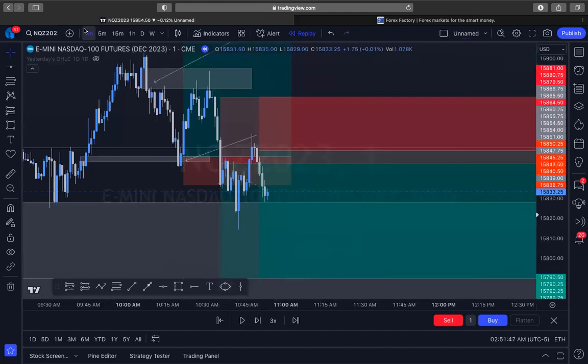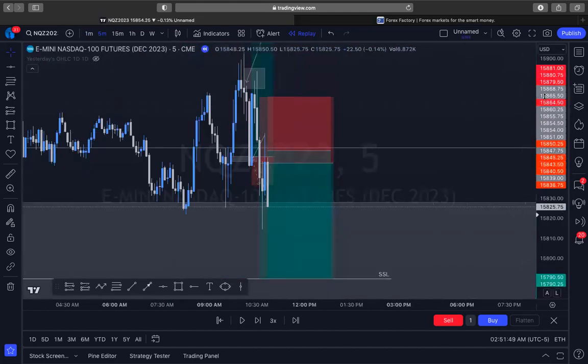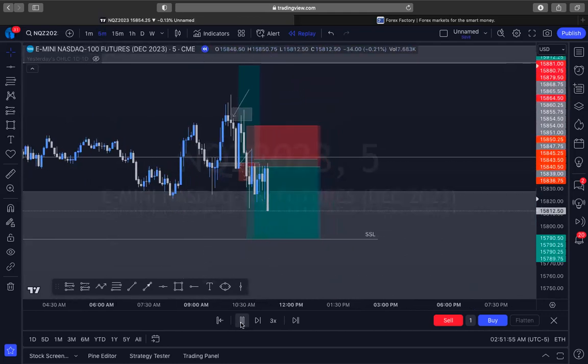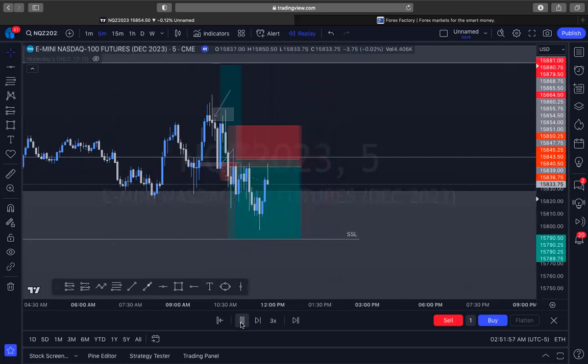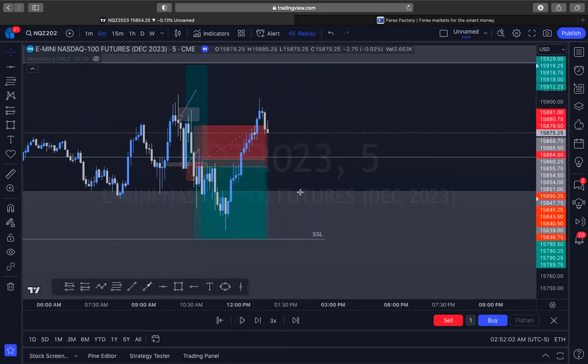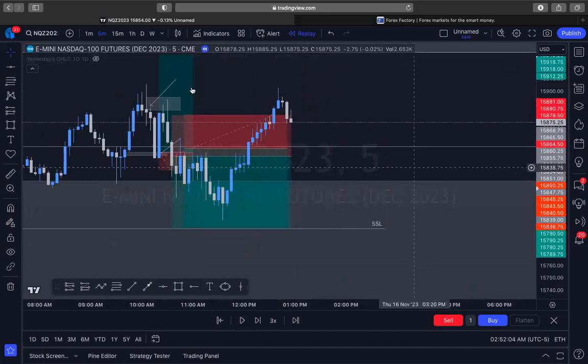So let's see if this guy played out. And this is just me moving up to the higher time frame, 5 minutes to each candle, so you guys can see it a little bit easier. And you can see right there another lesson that I didn't apply.